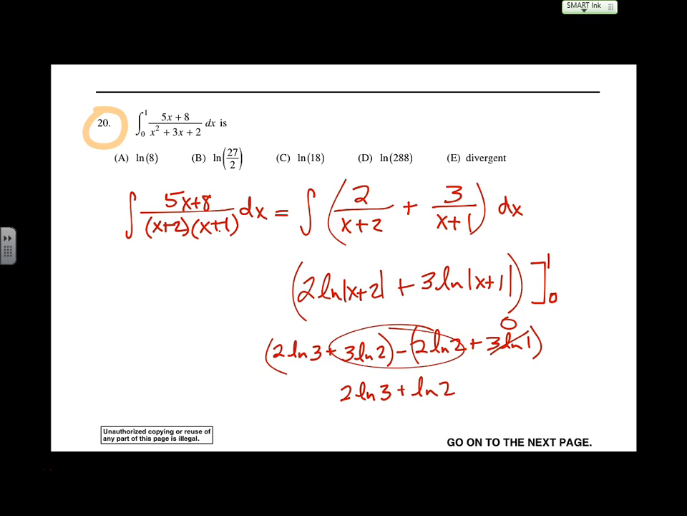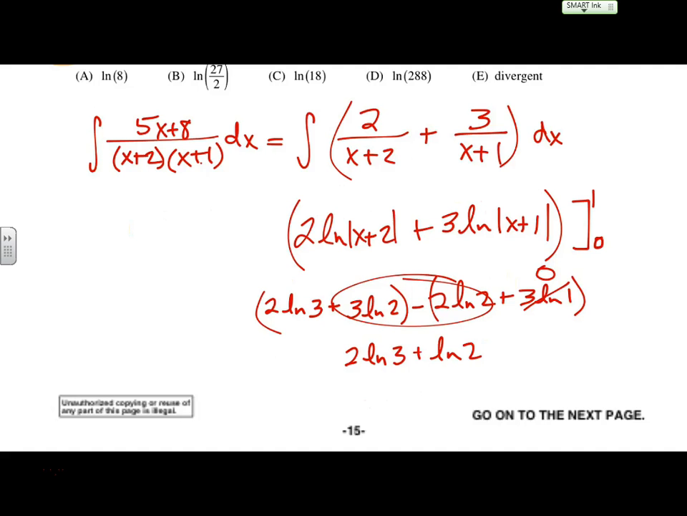Because you can combine those two. How do the ln rules work? Bring the 2 up and 3 down. Wait, isn't it a division? No, no, it's not. Is it? It's multiplication because it's a plus. Division will be a minus.